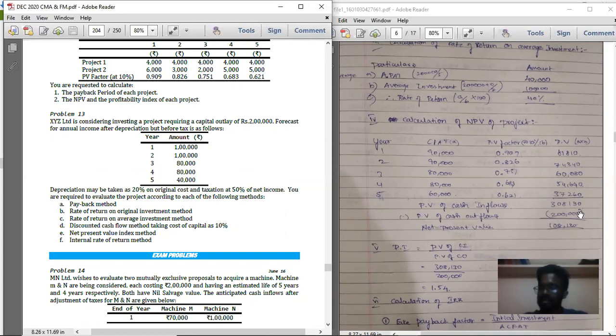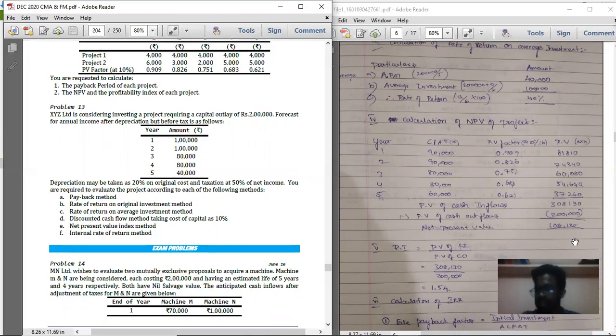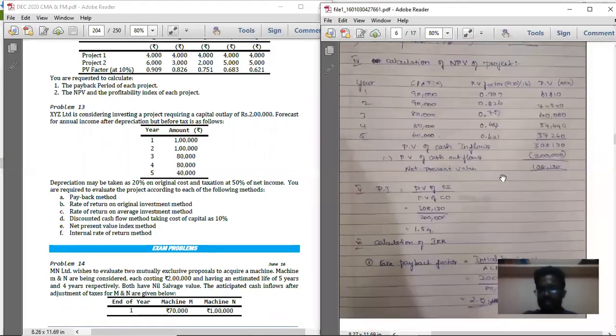So 3,08,130 minus 2 lakh, you are getting 1,08,130. Total it and record it in the below row, 1,08,130. So in respect of that 1,08,130, net present value, that is NPV. So simple thing, how to calculate NPV: CFAT into present value factor, you will get present values, add all those present values, you will get present value of cash inflow, from that deduct the present value of cash outflow, you will get net present value. That's all. So that is the calculation of net present value.